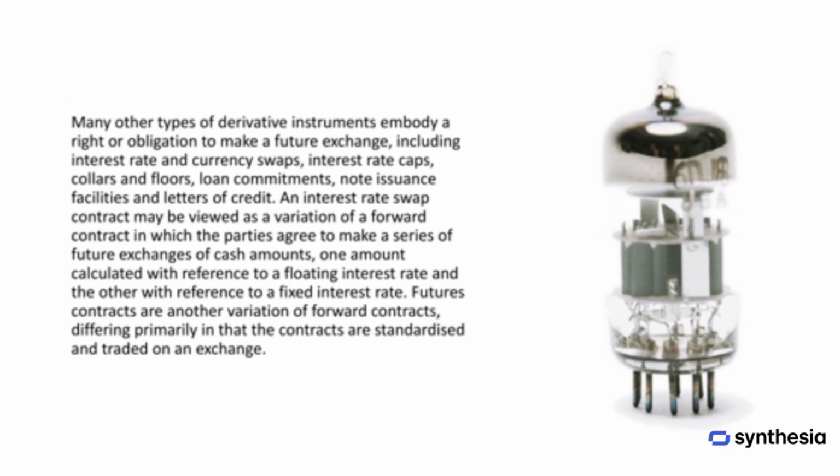Many derivatives create rights or obligations to make future exchanges. Examples include interest rate and currency swaps, interest rate caps, collars and floors, loan commitments, note issuance facilities, and letters of credit. An interest rate swap is like a forward contract, but instead of a single exchange, the parties agree to a series of future cash exchanges, one based on a floating interest rate and the other on a fixed rate. Futures contracts are another type of forward contract, but they are standardized and traded on an exchange.